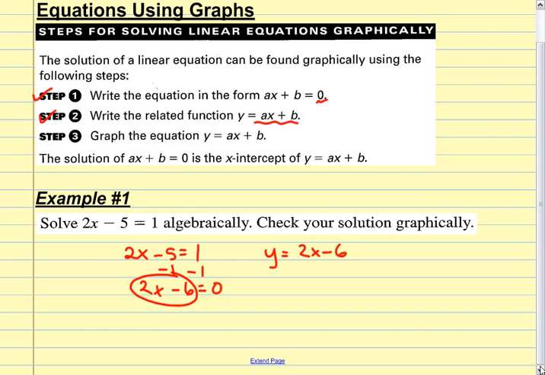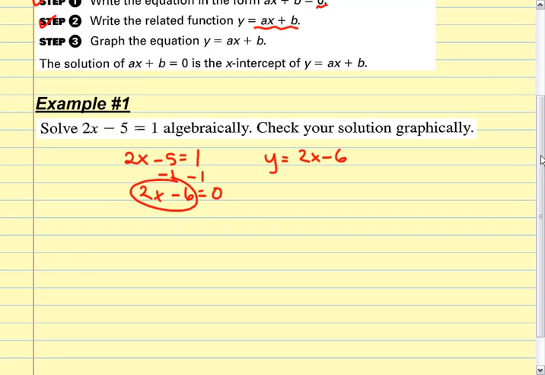Now the third step, let me extend the page here because I need a little more room. But step 3 says graph the equation y equals ax plus b. So we're going to graph y equals 2x minus 6. All right, well, let's graph it. I'm going to put the x-axis a little higher because we've got to go down to minus 6. Remember, the first thing we're going to do is put a dot on the y-intercept, and that's negative 6. So negative 1, 2, 3, 4, 5, 6. And then the slope is 2 over 1. So we need to rise 2 and run 1.